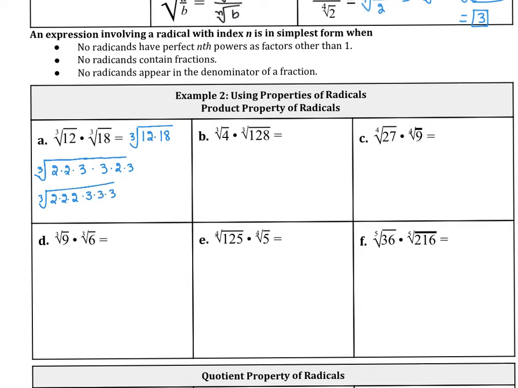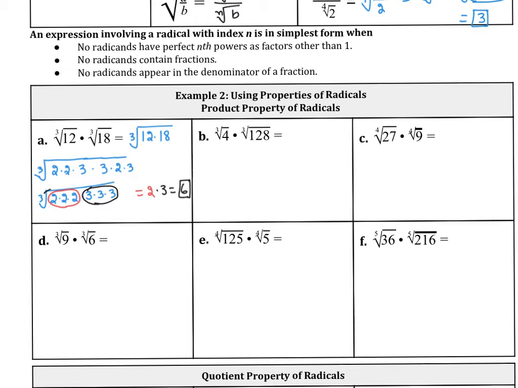So one group is from the 2s, they make a group of 3, and then it comes out of the radical symbol because they make a group of 3. So this way they cancel the cube root. Another group is the 3s, they also make a group of 3, so it cancels with the cube root, and you have 2 times 3 as your answer, and that is 6.